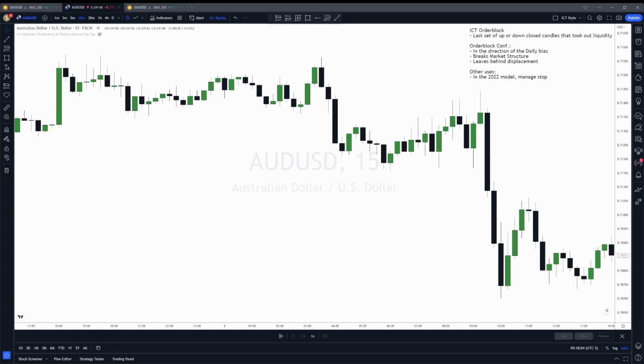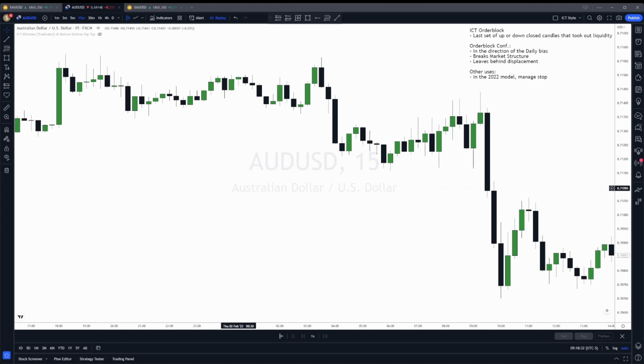What is an ICT order block? An ICT order block is the last set of up or down closed candles that took out liquidity. And it's very important that you include that last piece right there, because this is not supply and demand. We are working with ICT, which has nothing to do with supply and demand, and people get this wrong so often. An order block in our context is basically just something that took out liquidity.